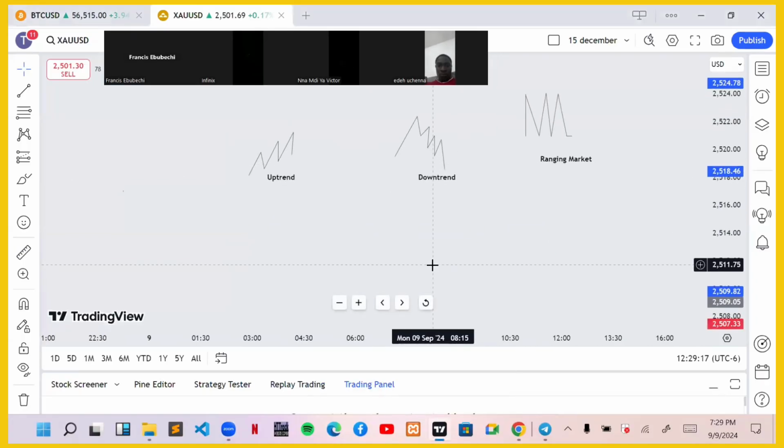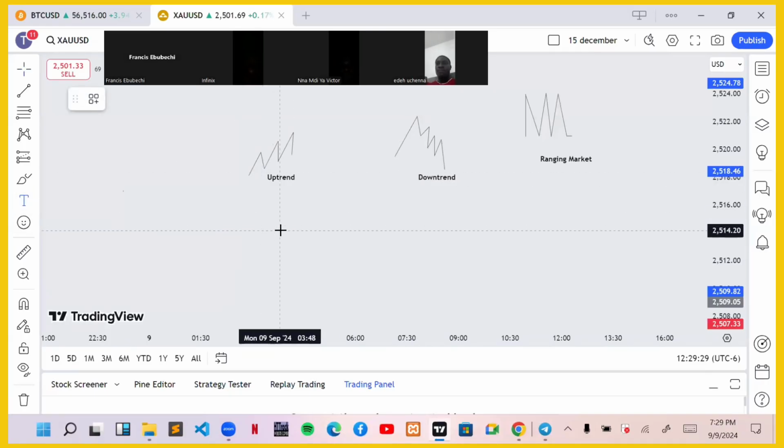That being said, what I pay attention to when trading market structure is the break of structure and then the market structure shift. Now, what's the market structure shift? A market structure shift is an indication that a trend has ended and a new one is about to begin in the opposite direction.